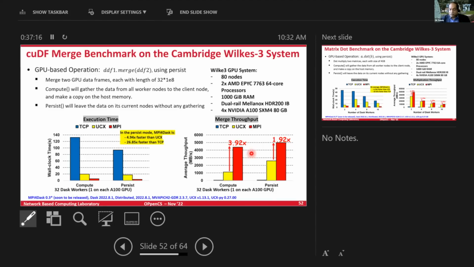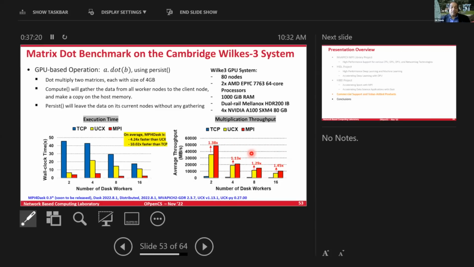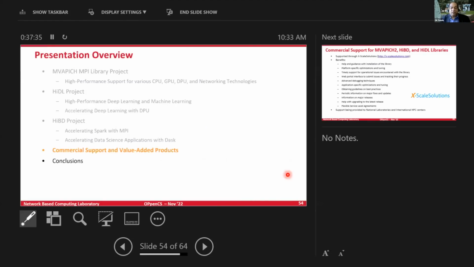Here also we are able to improve it by a factor of almost 3 and 2. These are other matrix dot benchmarks, with a very similar story. We are able to do around a factor of 4 better than UCX. And here you can see we are able to maintain that scalability as we keep increasing the number of tasks. So these are all the solutions from the OSU side.